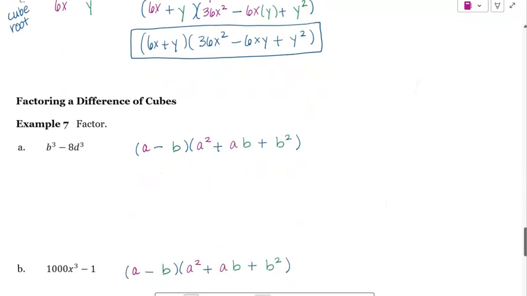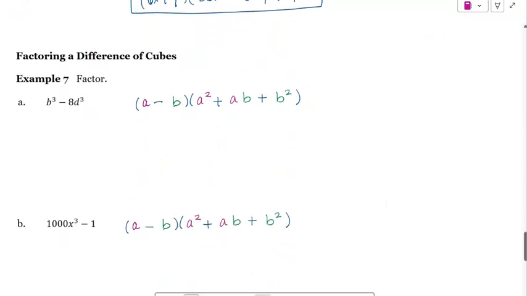Moving down to difference of cubes, the process is the same, it's just that the formula is a little bit different. So we'll start by taking the cube root of each of these terms. The cube root of b cubed is just going to be b. And then the cube root of 8d cubed will be 2 times d.